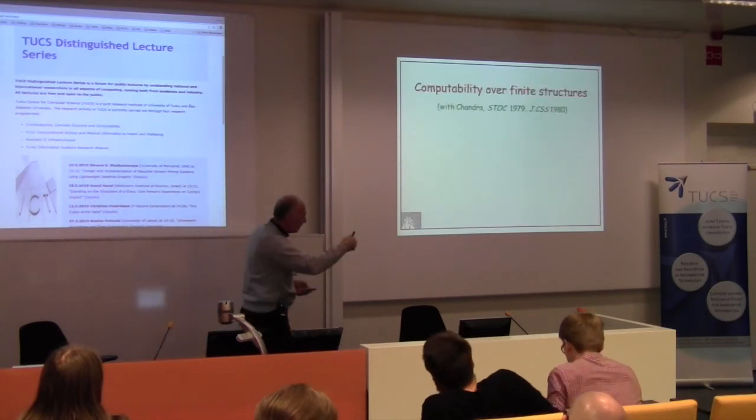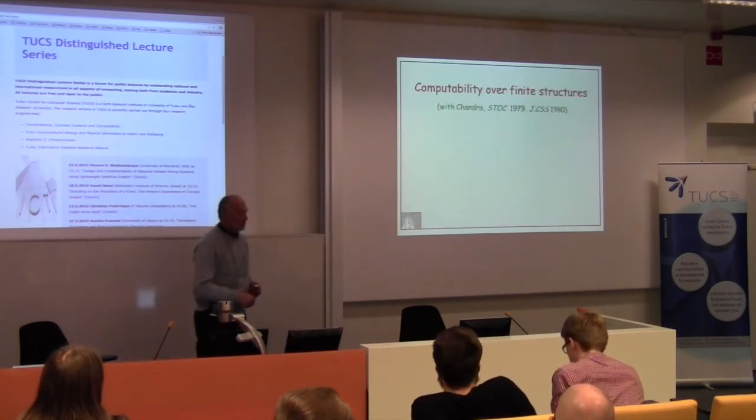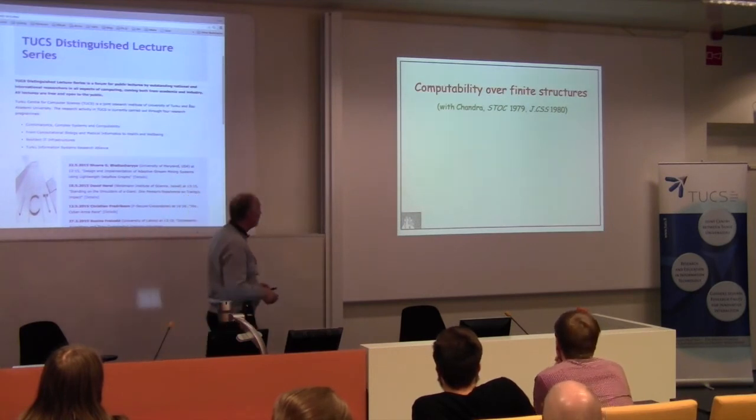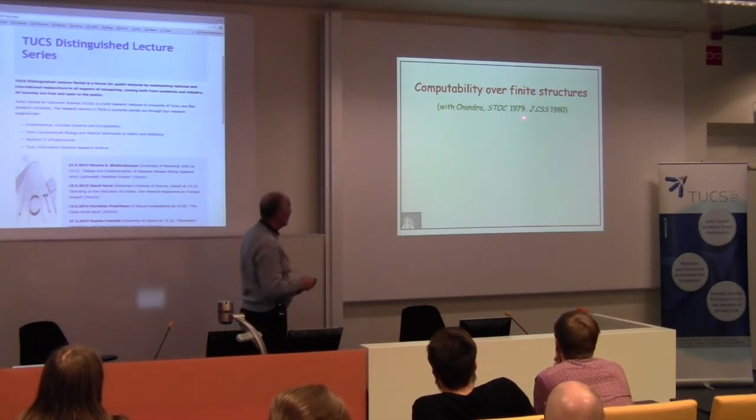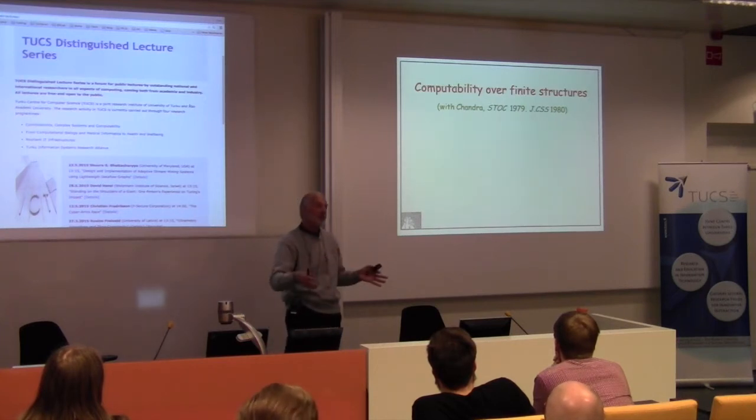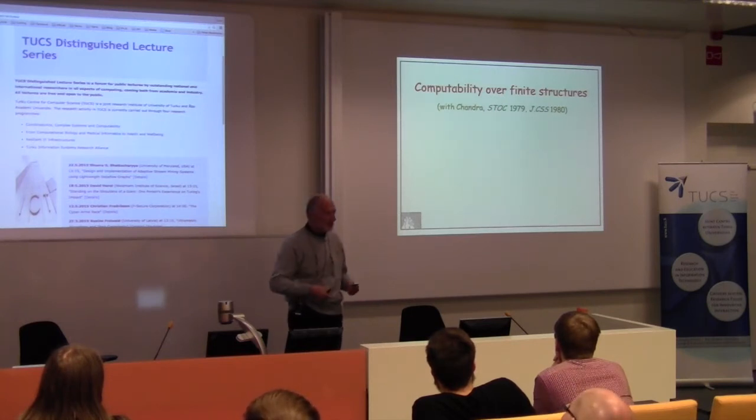So that's the giant and his immediate follow-ups. And now let me tell you a little bit about my own work on computability. The first chapter here is work done with Chandra. So 1979 is almost halfway between Turing's work and today. Turing's mid-1930s work was almost 80 years ago. This is almost 40 years ago.